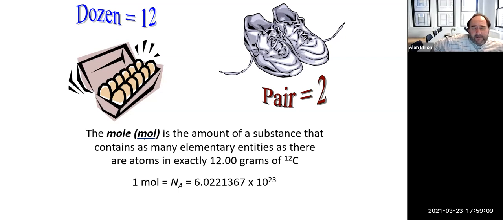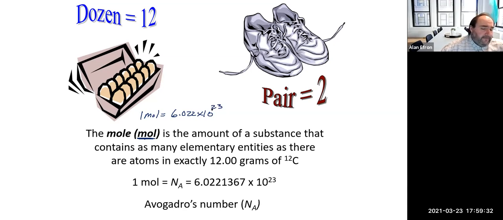And what does a mole sort of represent? Well, just like a dozen represents 12, a pair represents 2. If you have a mole of something, it actually represents, as it shows on the bottom there, 1 mole is 6.022 times 10 to the 23. That is what is sometimes referred to as Avogadro's number.